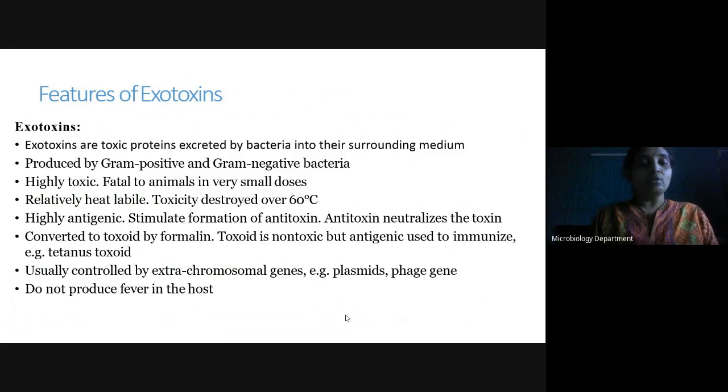Usually, these exotoxins are controlled by extra chromosomal genes, that is nothing but plasmids. The plasmid is an extra chromosomal autonomous body which is present in the bacteria, and these plasmids are responsible for controlling the mechanism of exotoxins. And an important feature of exotoxin is that it never produces fever as a symptom in the host.